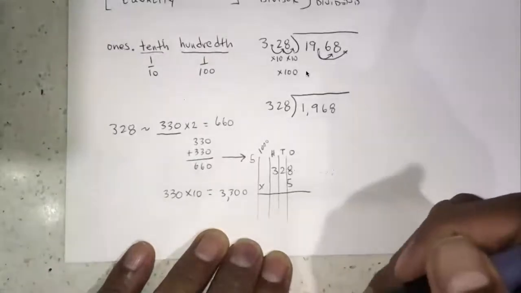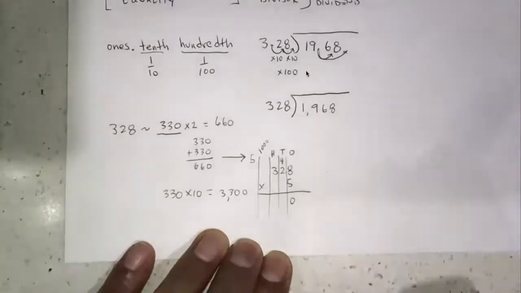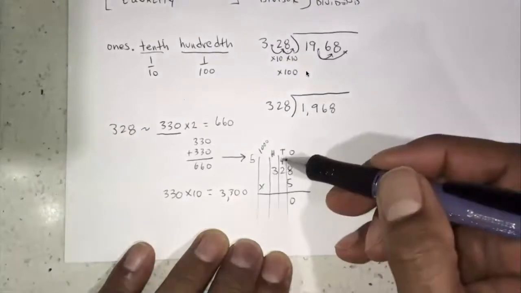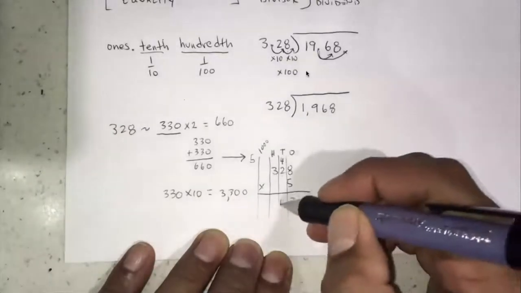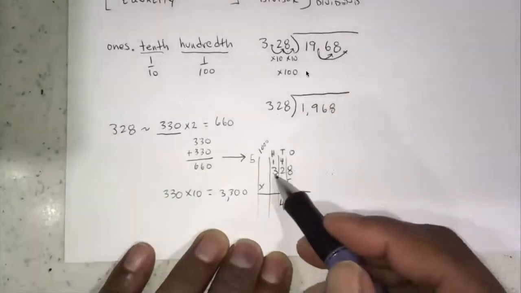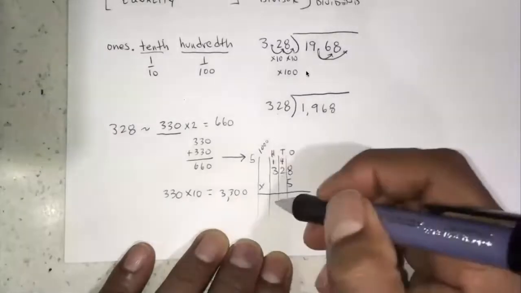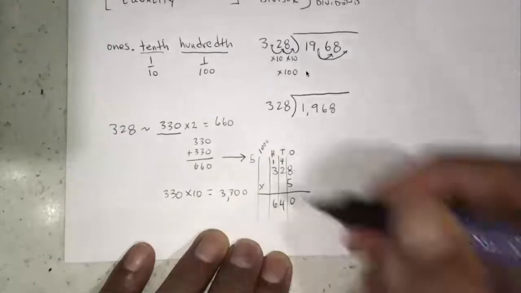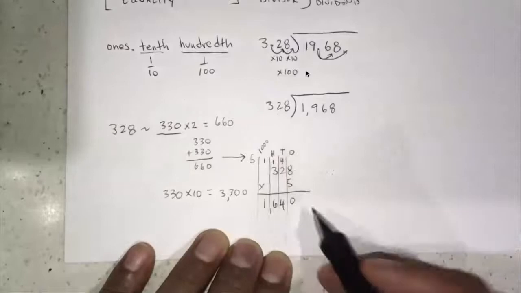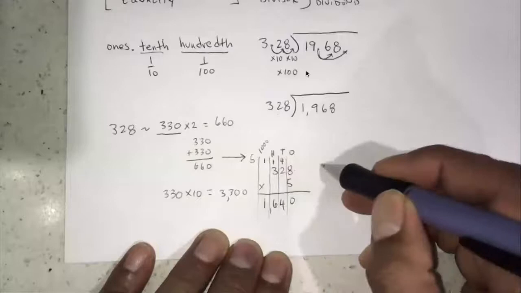8 times 5, we got 40. Regroup it as a 4. 5 times 2 is 10. Because of that regrouping of the 4, that gives you 14. And then you regroup that into the 100. 5 times 3 is 15. Because of the regrouping, that gives you 16. And we have a regrouping. So this gives me 1,640. Pretty close.